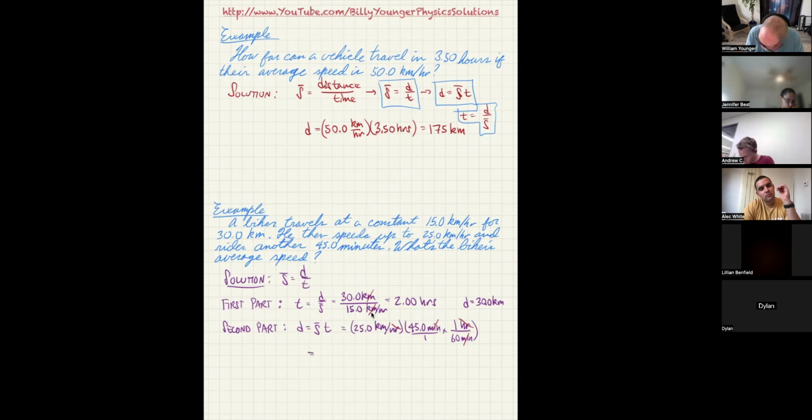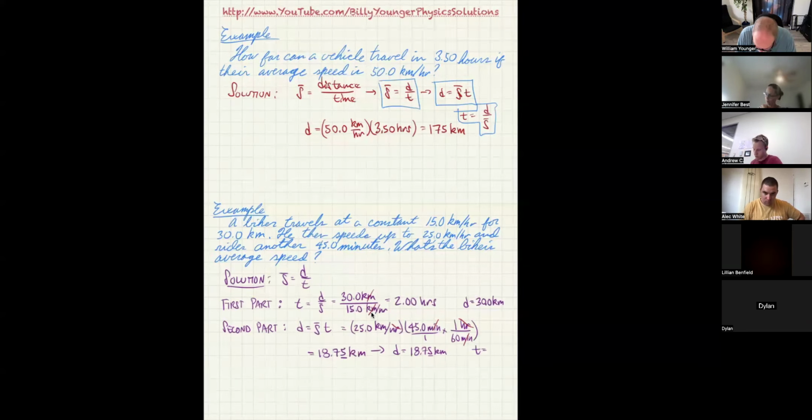That means the distance traveled is 18.75 kilometers, but that 5 is an extra sig fig. So what we got is the distance is equal to 18.75 kilometers, and the time is equal to 0.750 hours. Okay. Now we can calculate the average speed.